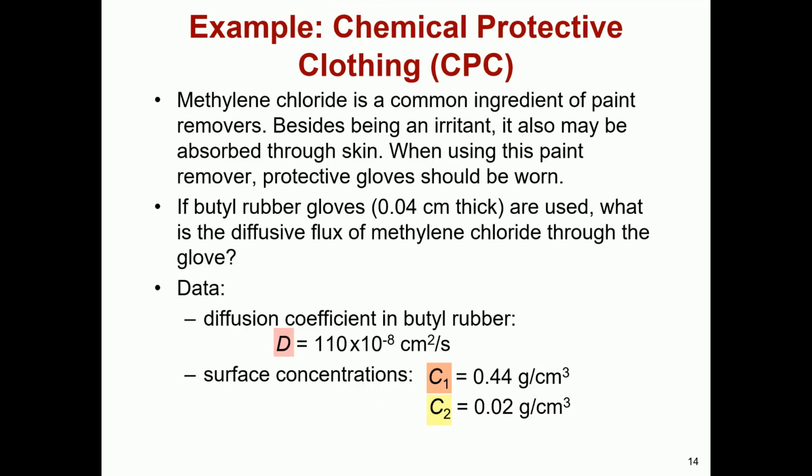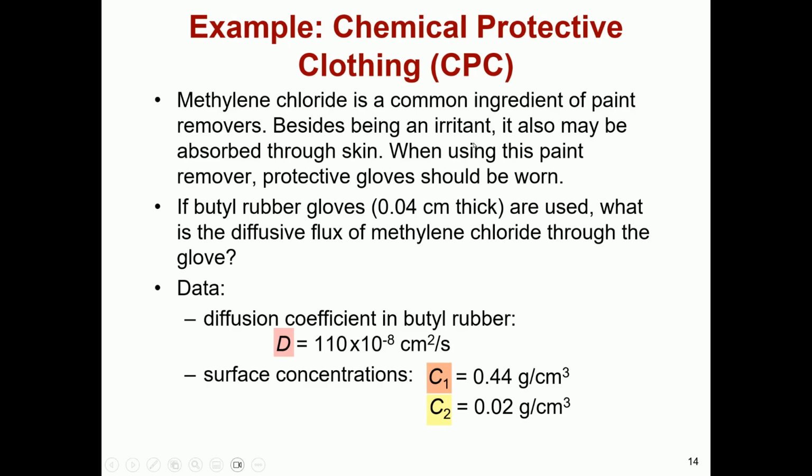So here's a practical example. Methylene chloride is commonly used as paint remover and nail polish remover. It is an irritant that can be absorbed through the skin, so protective gloves are essential. If we use butyl rubber gloves, 0.05 centimeter thick, what is the diffusion flux of methylene chloride through the glove?